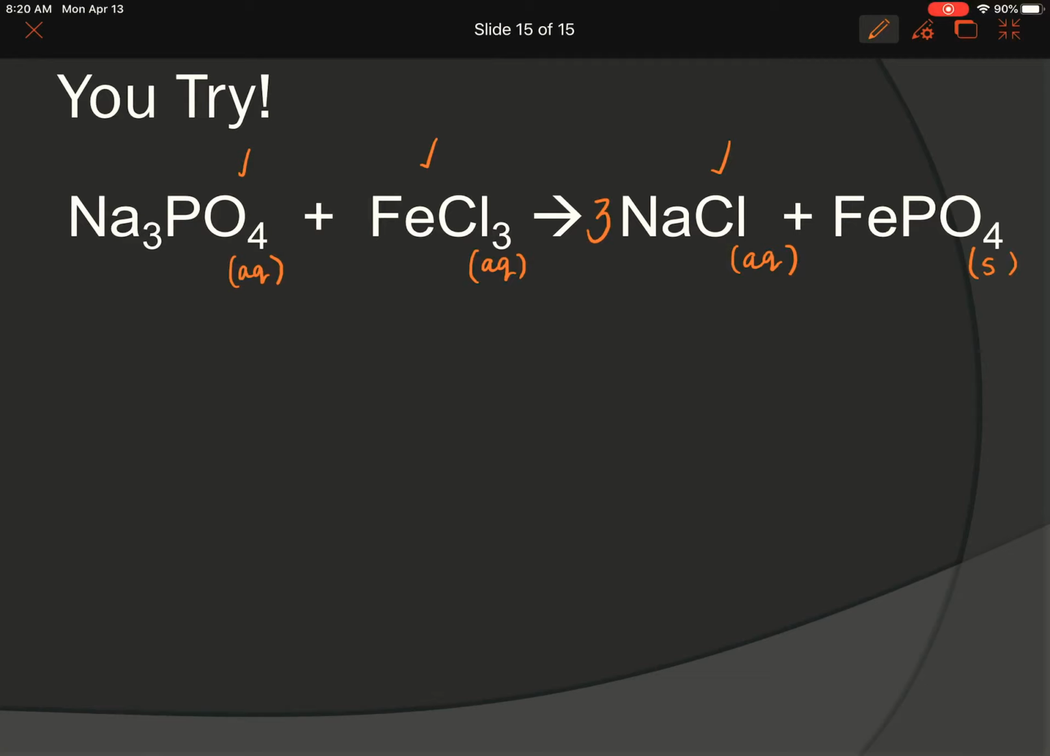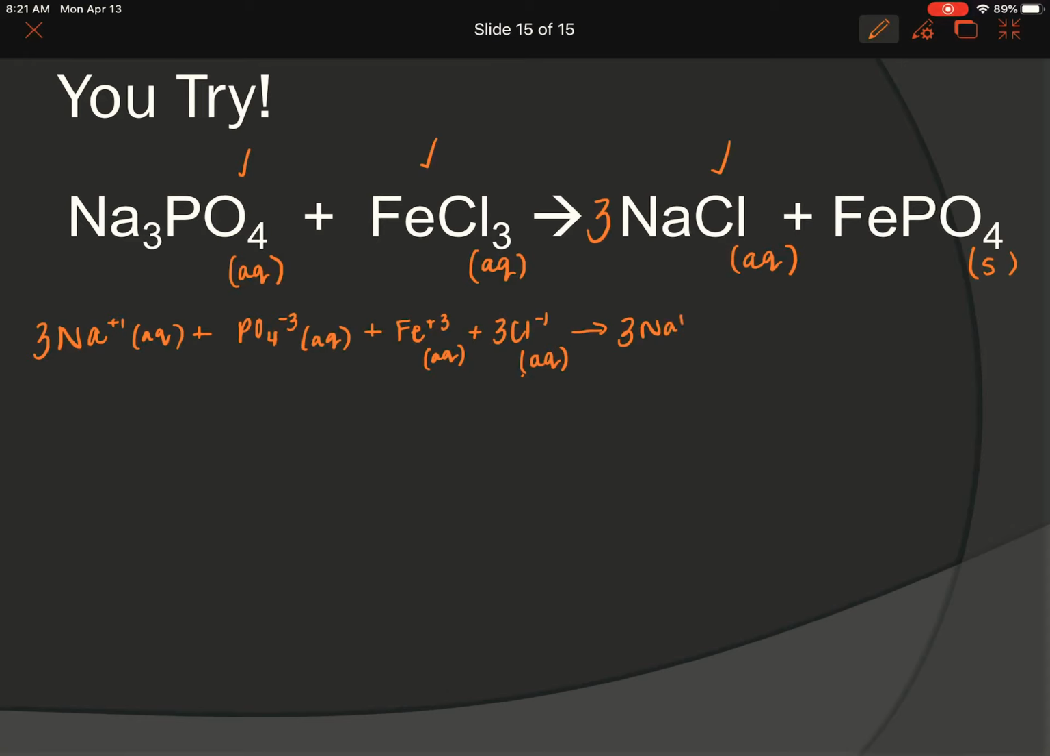So now that I've got everything balanced and I've gotten all of my phases written out, I'm going to start breaking things up into their ions. Sodium phosphate is going to be 3 sodium ions that are aqueous plus a phosphate ion that is also aqueous. And then iron chloride is going to be iron with a +3 charge. I know that it's +3 because there's 3 chlorides bonded to it, and it is aqueous, plus 3 chloride ions that are all -1, which are aqueous. So these are my ions before.